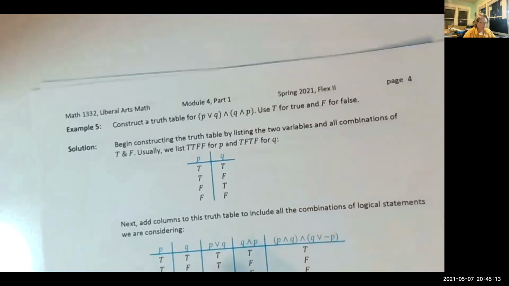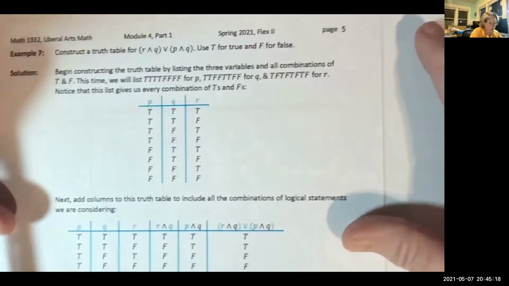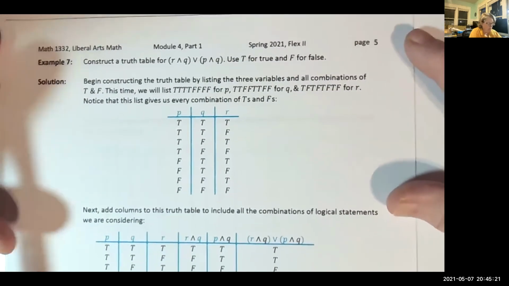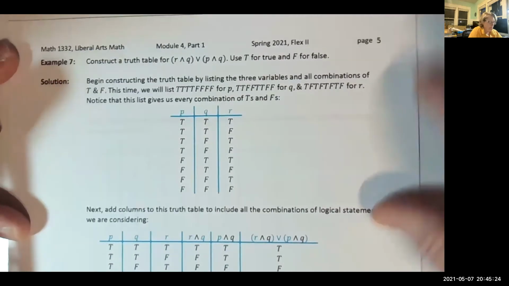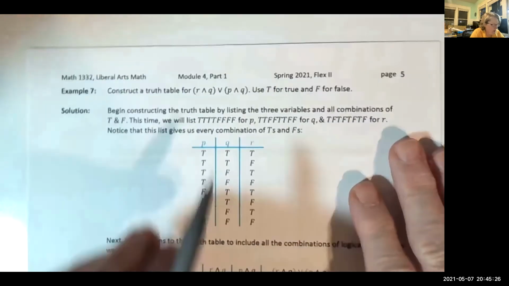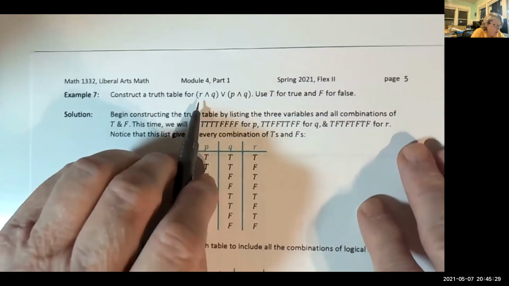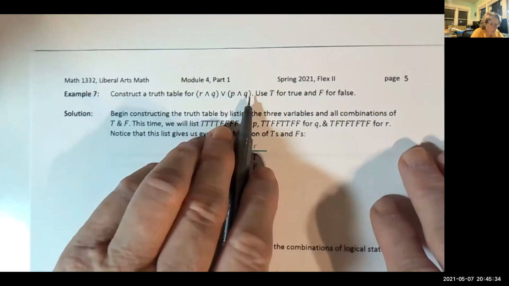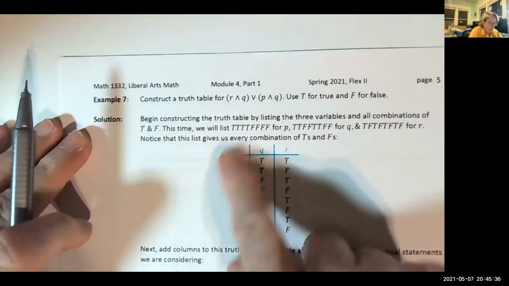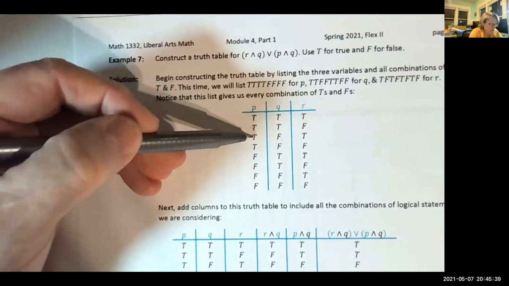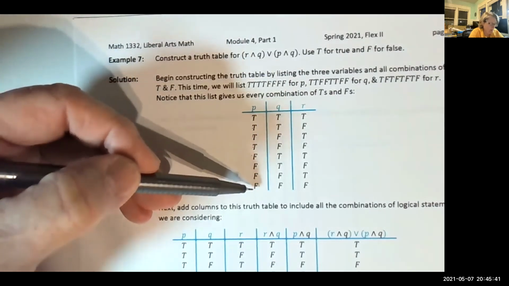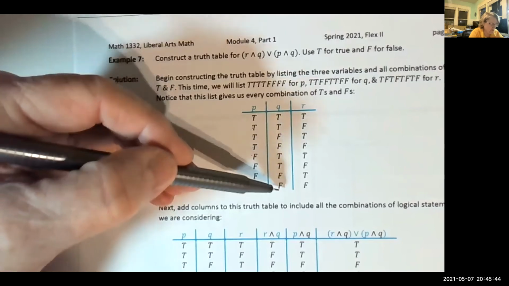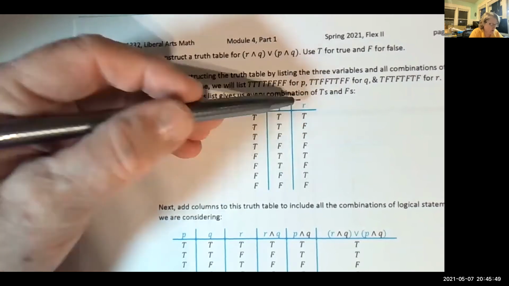Let's do one more of these, and then I want to do something online in Connect Math so that you can see what it looks like on Connect Math. So let's now construct a truth table for R and Q or P and Q. Again, we've got true, true, true, true, false, false, false, false for P. True, true, false, false, true, true, false, false for Q, and then alternating true, false, true, false, true, false, true, false for R.